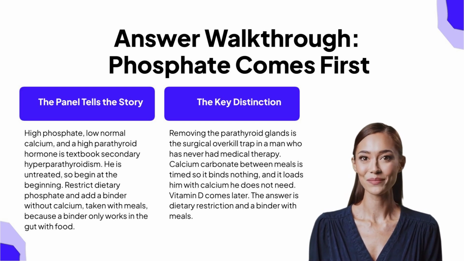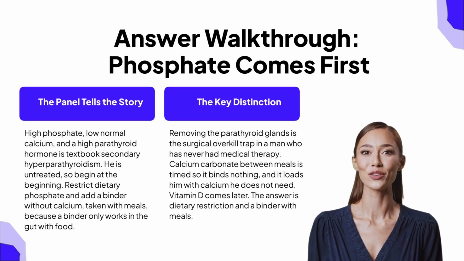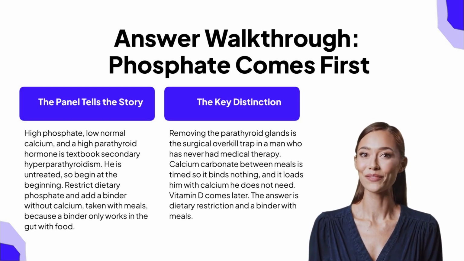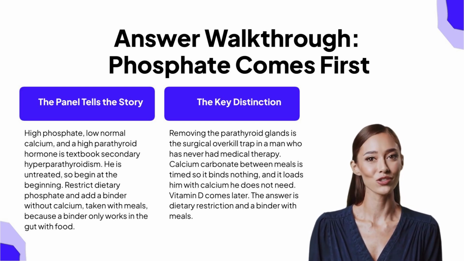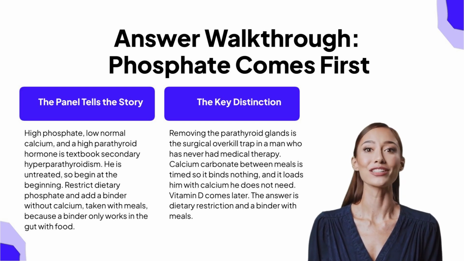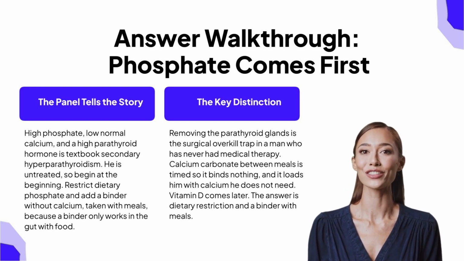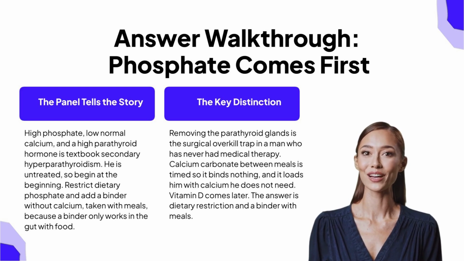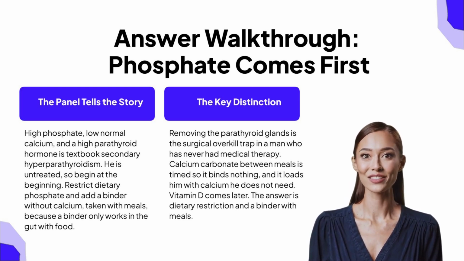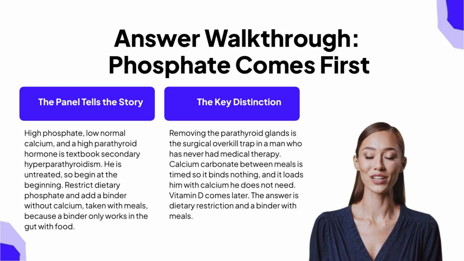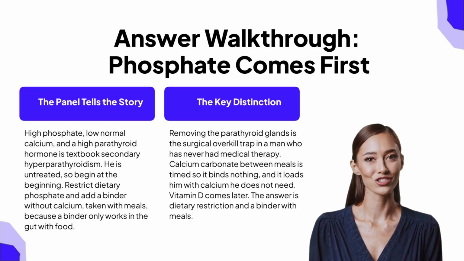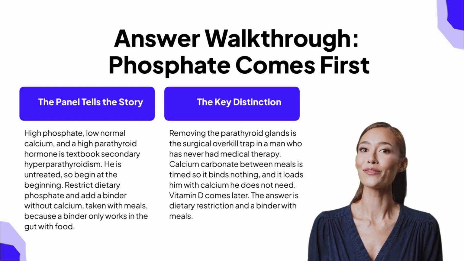Now the traps. Parathyroidectomy is surgical overkill for a man who feels well and has never had medical therapy. Calcium carbonate between meals is wrong twice. Between meals means it isn't binding phosphate, and it loads him with calcium he doesn't need, driving vascular calcification. Watch that timing detail. Activated vitamin D comes later and would raise phosphate absorption when phosphate is already high, and the 1-year interval is a tell. The answer is phosphate restriction and a non-calcium binder with meals.